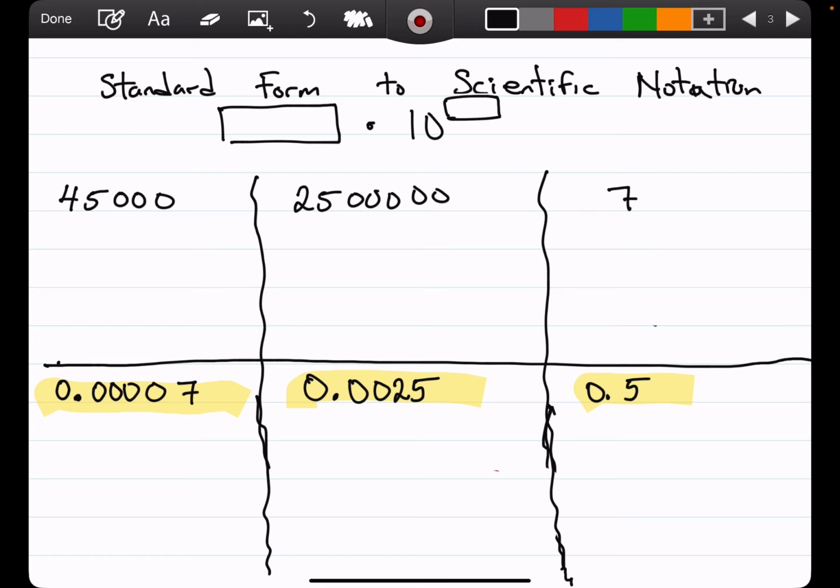It has to be what? Between what? 1 and 10. 1 included, so it's going to be 4.5. No, we don't. No, I just want to explain what scientific notation looks like first.